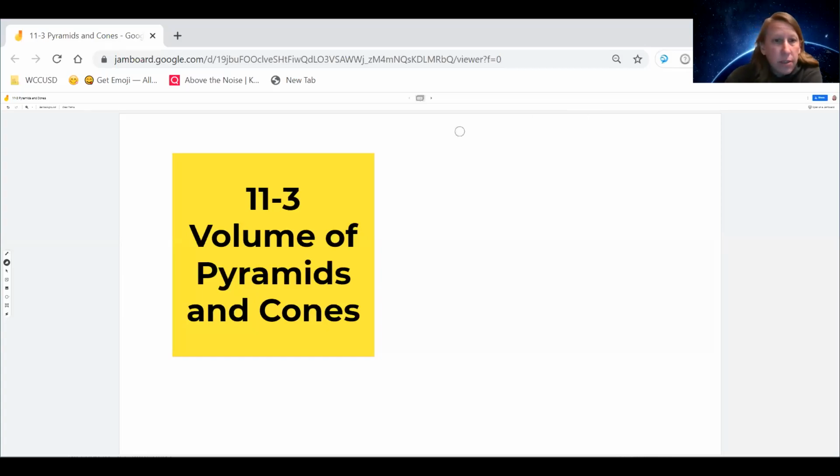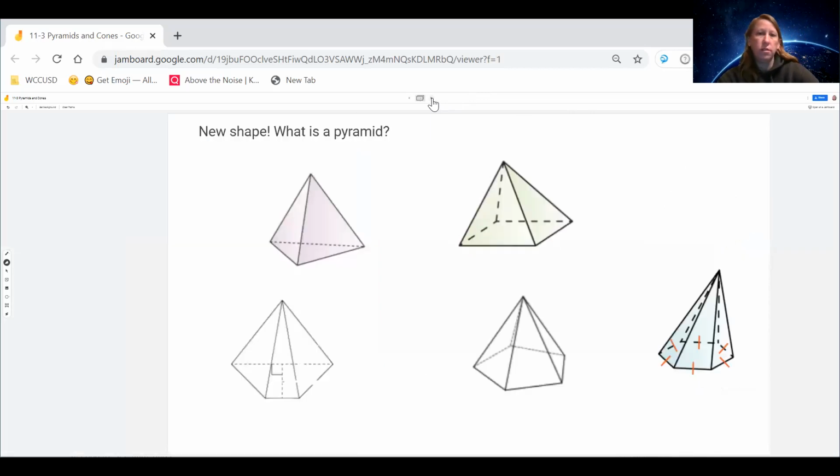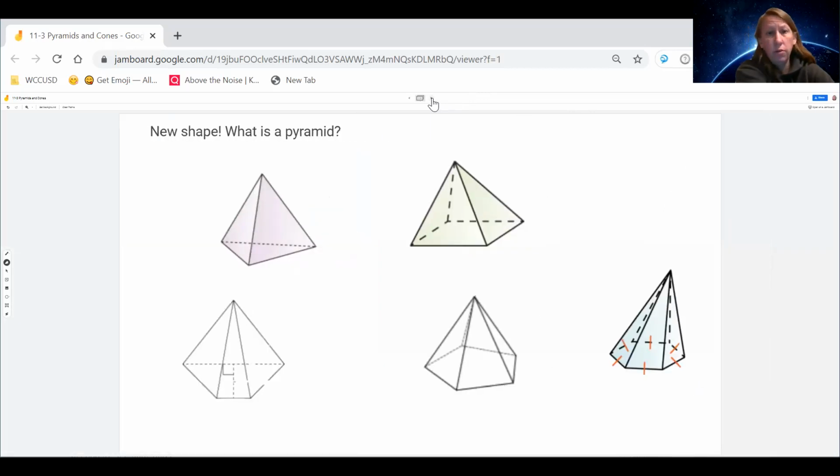Hello, students. We're talking about volume of pyramids and cones. So these are all what? These are all pyramids. And what are pyramids? What kinds of pyramids are these? This one is the normal looking one. This one is a square pyramid, or if we didn't know that the base was a square, we could call it a rectangular pyramid.